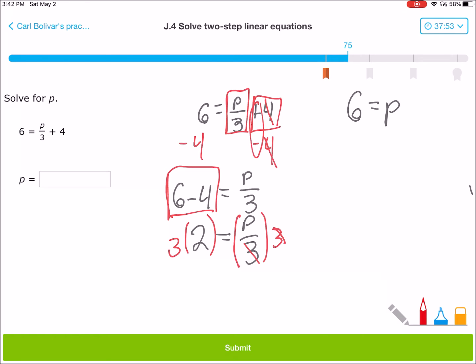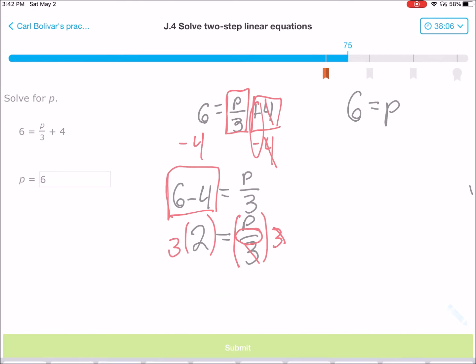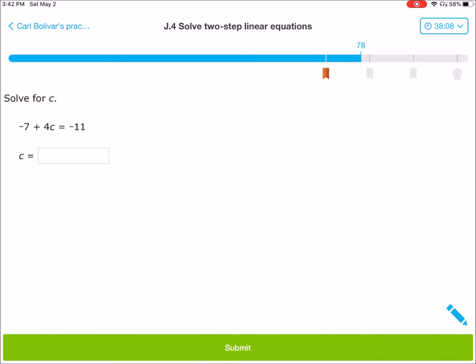The reason why we multiply is this division sign right here. Multiplication is the opposite of division. So 6 is our answer. Amazing. Cool.